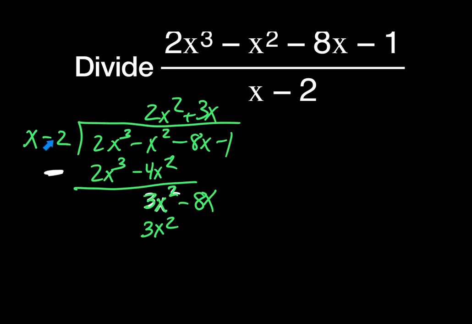3x times negative 2, negative 6x. Subtracting. 3x squared minus 3x squared is 0. Negative 8 minus a negative. Well, minus a negative is plus a positive. So negative 8 plus 6 is negative 2x. Bring down the minus 1.